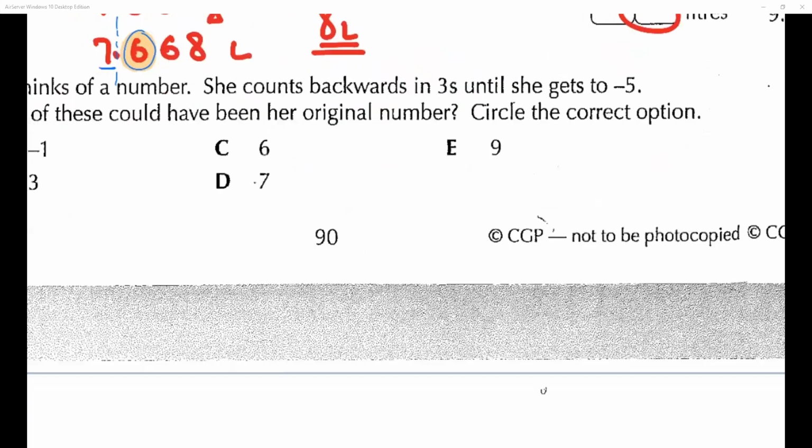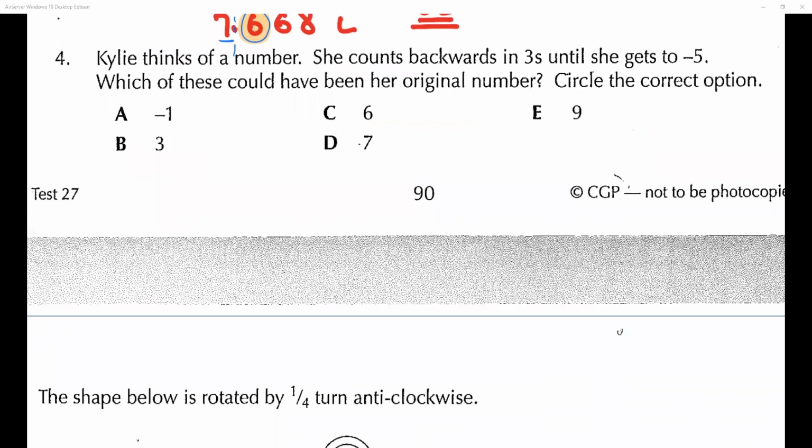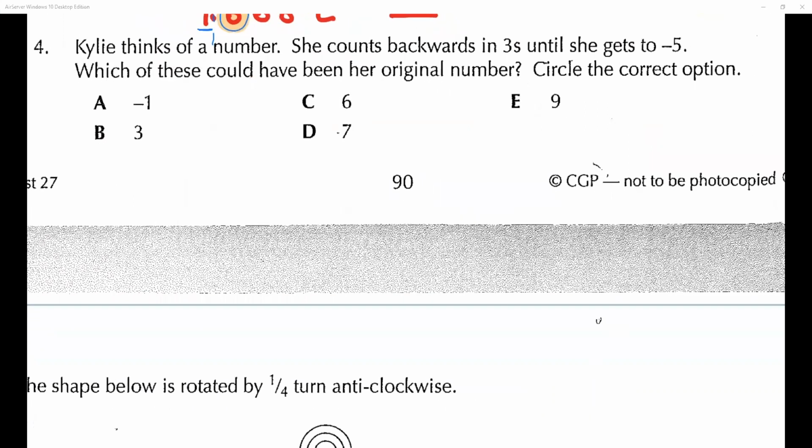Excellent. Okay, next, let's have Hasib. Question number 4, please. Question number 4, Hasib. Are you there, Hasib? Sir, calling Hasib. Are you there? Come in. Read question number 4, Hasib.